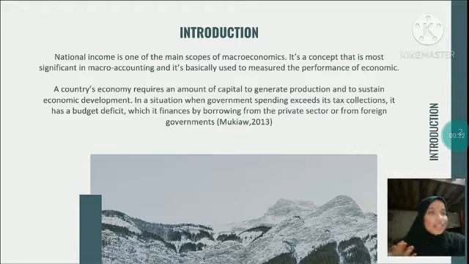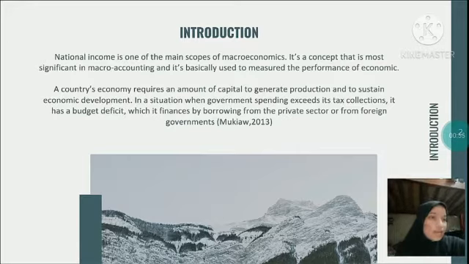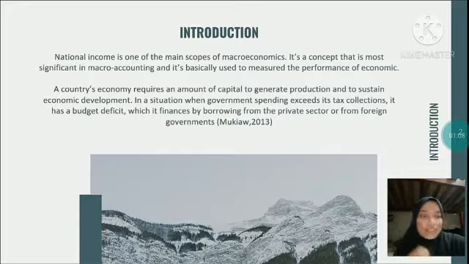Which is the topic, Malaysian economic growth. In this chapter, it's about national income, in brackets GDP and GNP measurement. So, national income is one of the main scopes of macroeconomics. It's a concept that is most significant in macro accounting, and it's basically used to measure the performance of economics. So, it means that it's a measurement they use to solve the related economic problem.